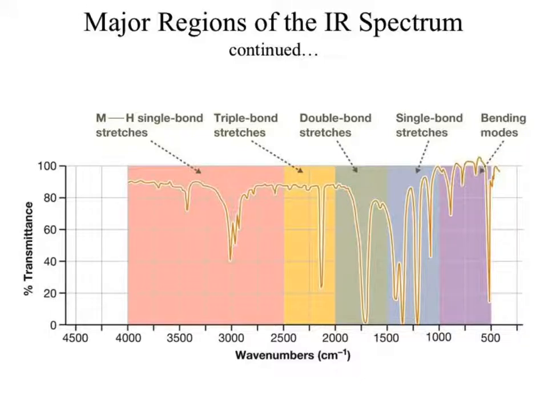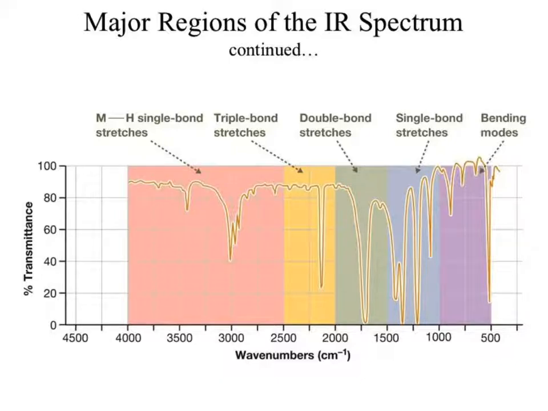Right? And we end up with a spectrum where we've got percent transmittance on the y-axis, and then we have wave numbers written on the x-axis. Usually about 4,000 down to 1,000. The 1,000 to 500 sometimes gets cut off because it's really hard to interpret. Greater than 4,000 is outside the scope of our class.